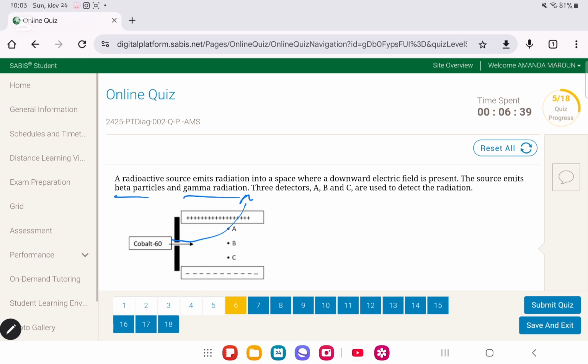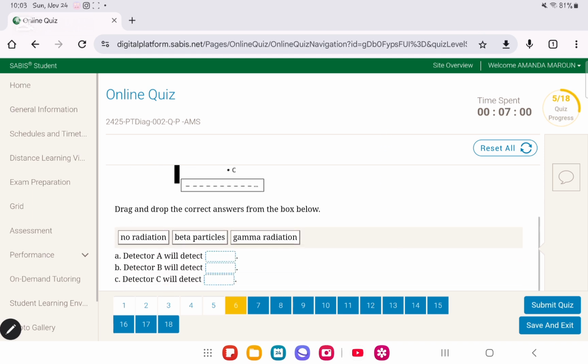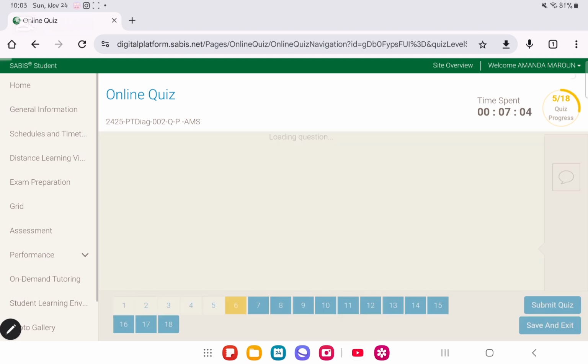Okay. Detector B, because we have also gamma radiation emitted, and gamma does not have a charge, it's gonna go in a straight line, so this is for gamma. And finally, we do not have alpha, so C will not detect anything. So A will detect beta, B will detect gamma, and C won't detect anything. So beta, gamma, and no radiation.